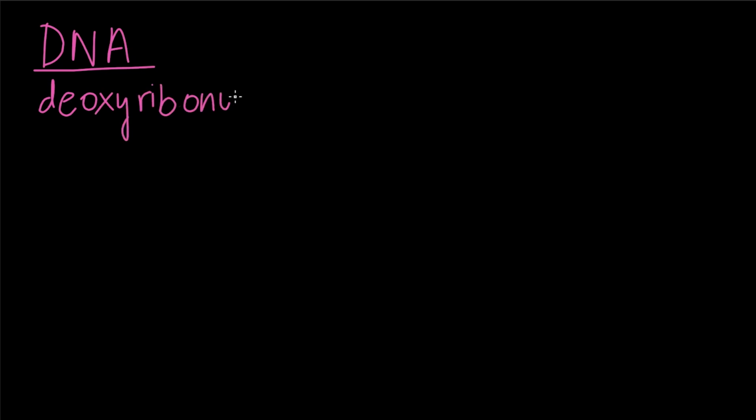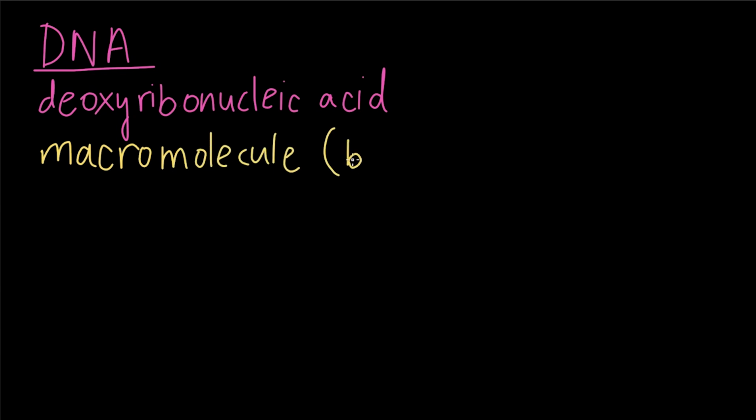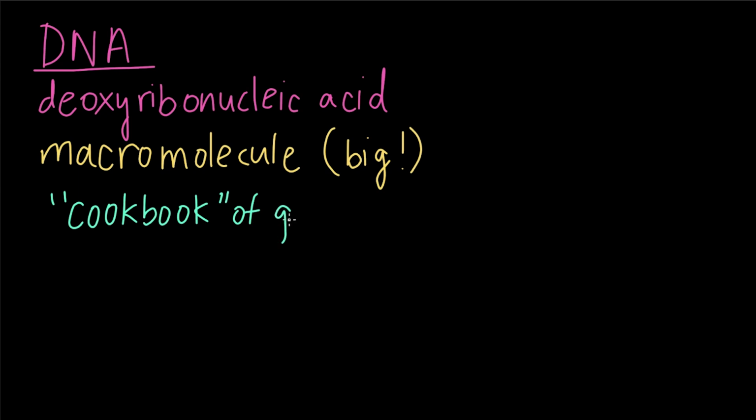But physically, what are genes exactly? Well, genes are part of DNA or deoxyribonucleic acid. And I know, it's a really big word, so let me write it out for us. DNA, deoxyribonucleic acid, DNA. So DNA is a macromolecule, or a really big and complex molecule. So when you hear macro, just think big. And you can also think of DNA like a giant cookbook of genetic information, because that's what it is.